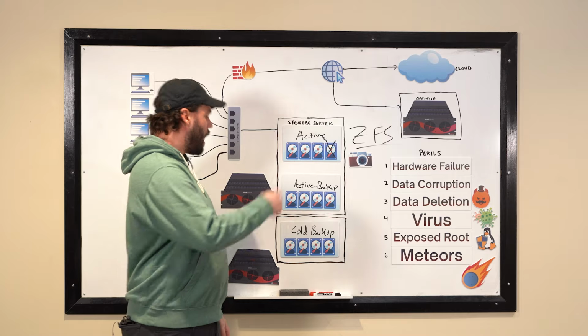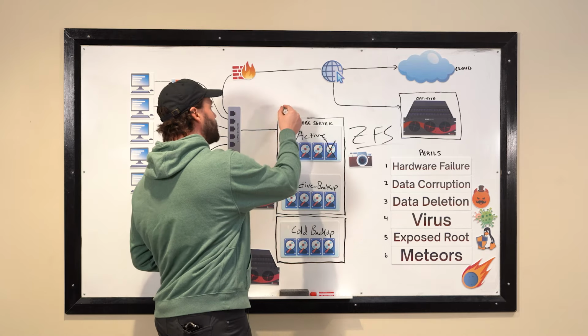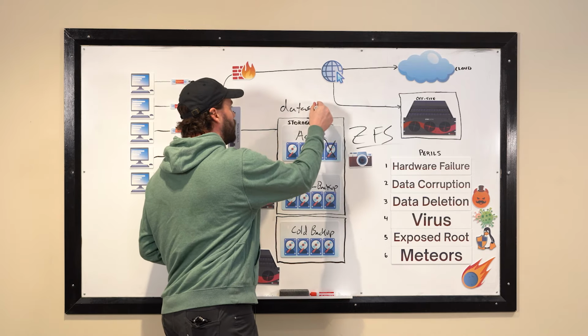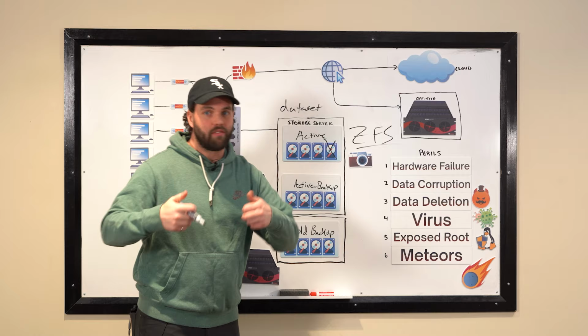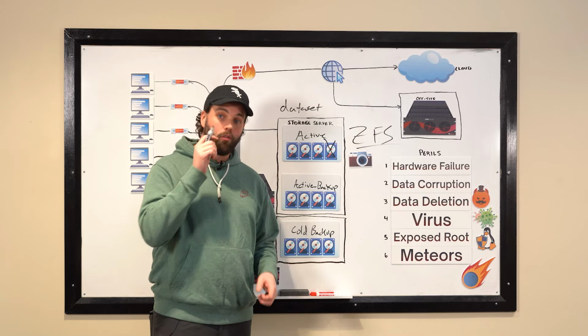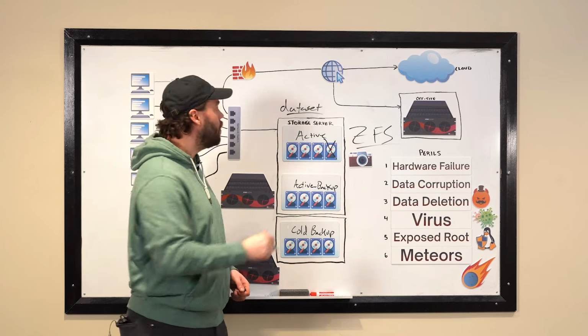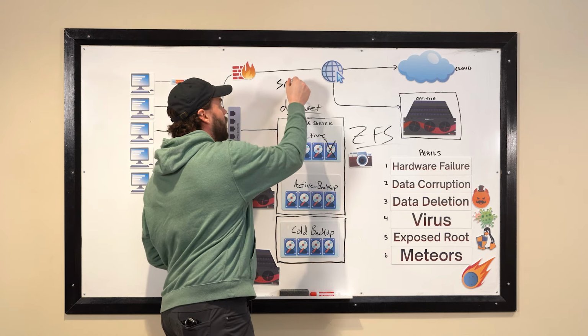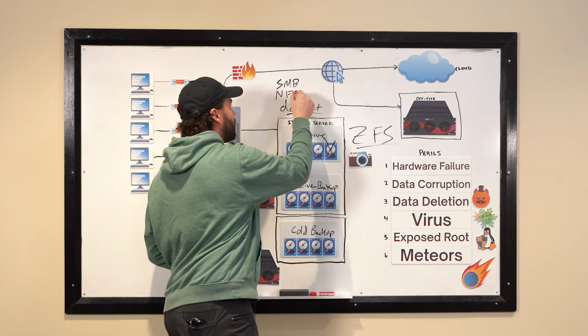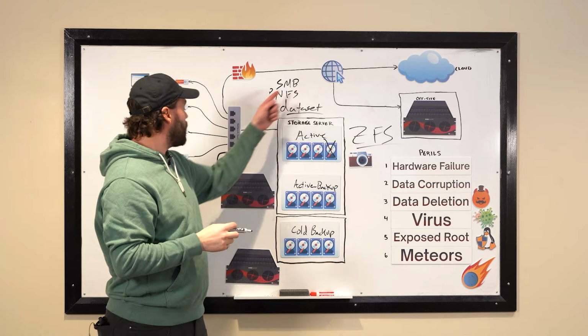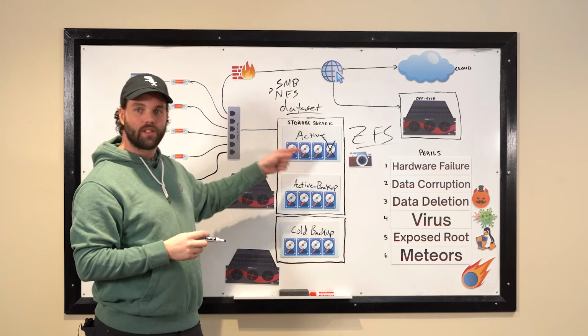On top of that, I then make something called a ZFS dataset. What is a ZFS dataset? It's a fancy directory. All you need to know from a user point of view is that ZFS datasets are a one-to-one ratio with an SMB or NFS share. Point is, this is how your users actually access all this data.